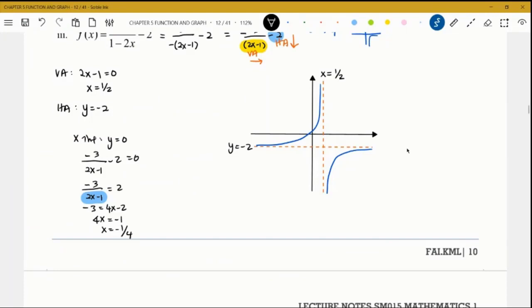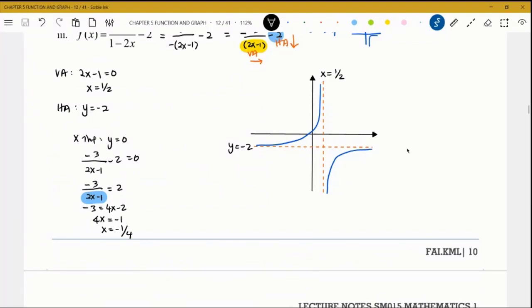Miss, negatif 2 tambah 3 bukan positif 1 kah? Yang mana, yang mana? Yang negatif 3. Oh, okay, okay. Okay. Sorry. Okay. Alright.